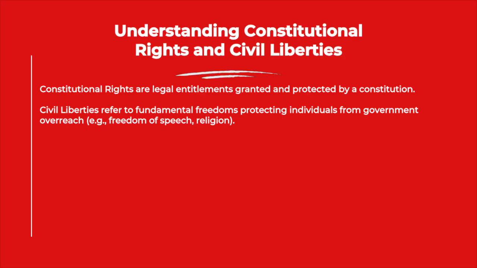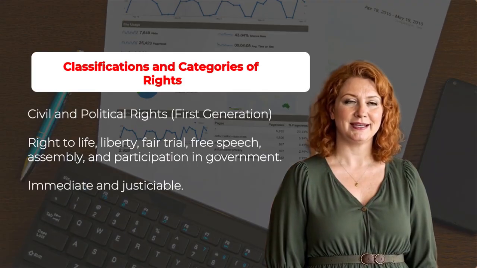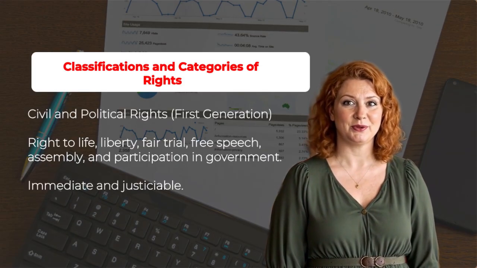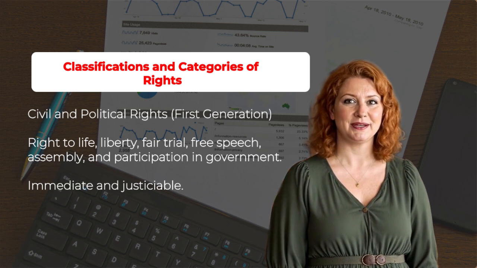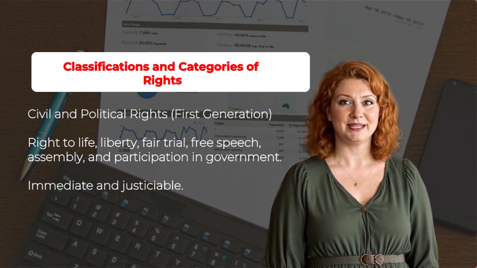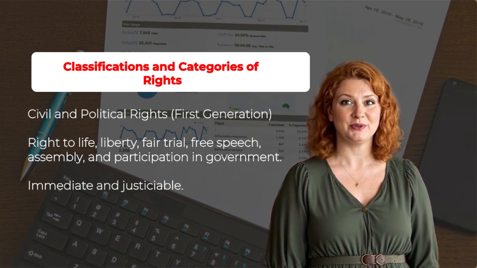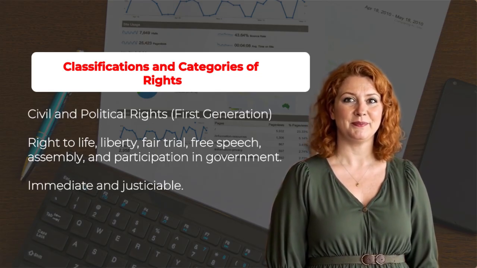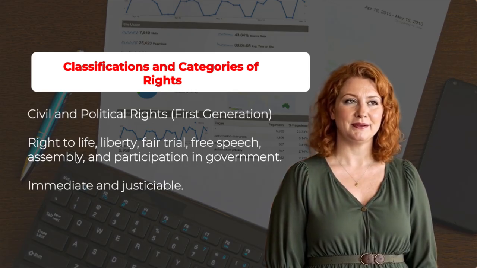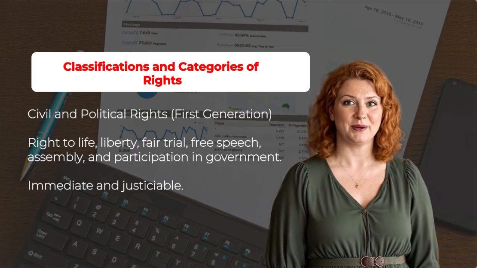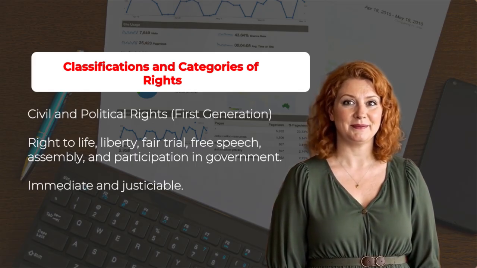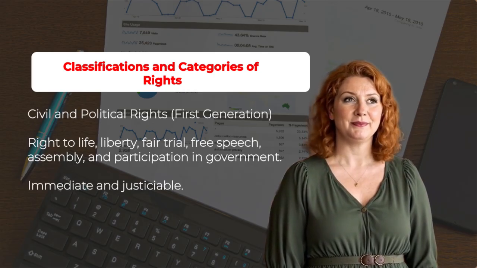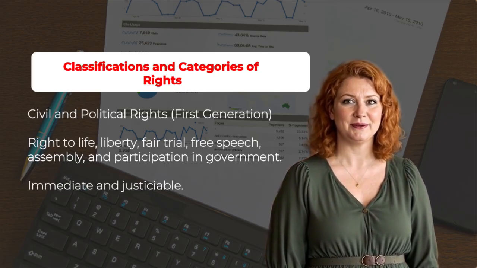Sources of constitutional rights: written constitutions, judicial interpretations, international treaties, e.g., UDHR, ICCPR, ACHPR. Classifications and categories of rights: civil and political rights, first generation: right to life, liberty, fair trial, free speech, assembly, and participation in government; immediate and justiciable. Economic, social, and cultural rights, second generation: right to education, healthcare, work, social security, housing; often progressive and resource-dependent. Collective or solidarity rights, third generation: right to development, clean environment, peace, and self-determination. Generally recognized in international law.